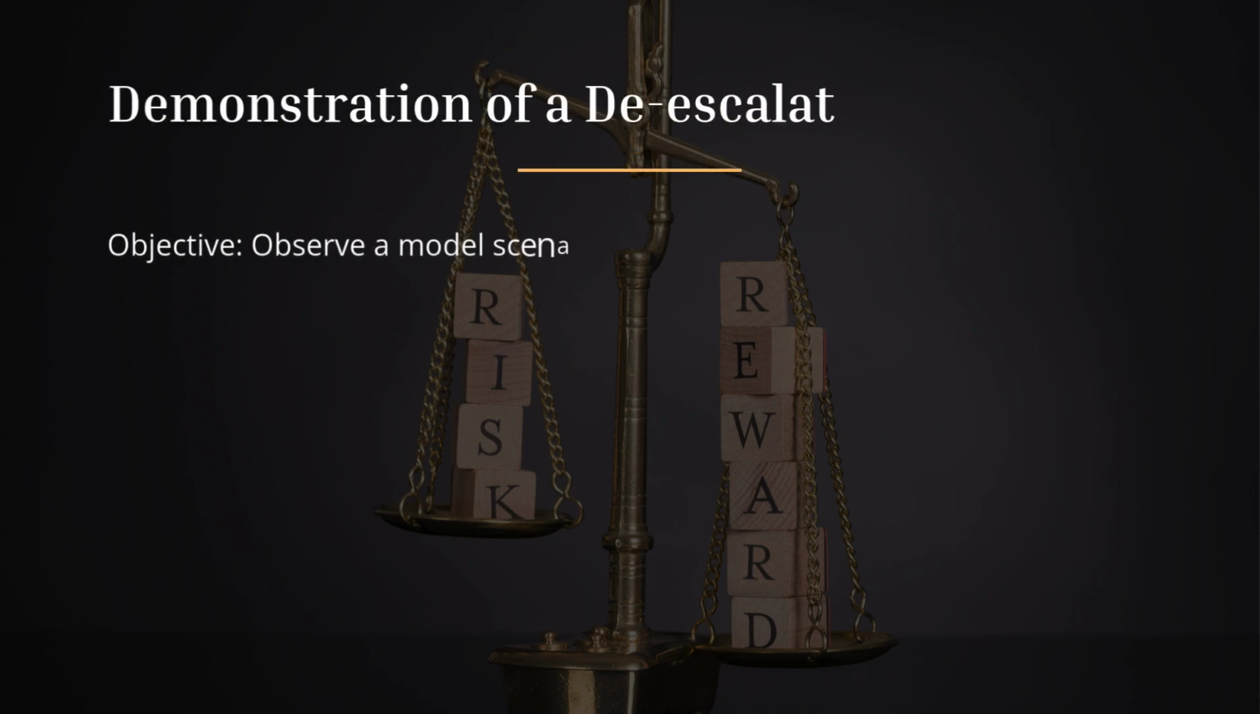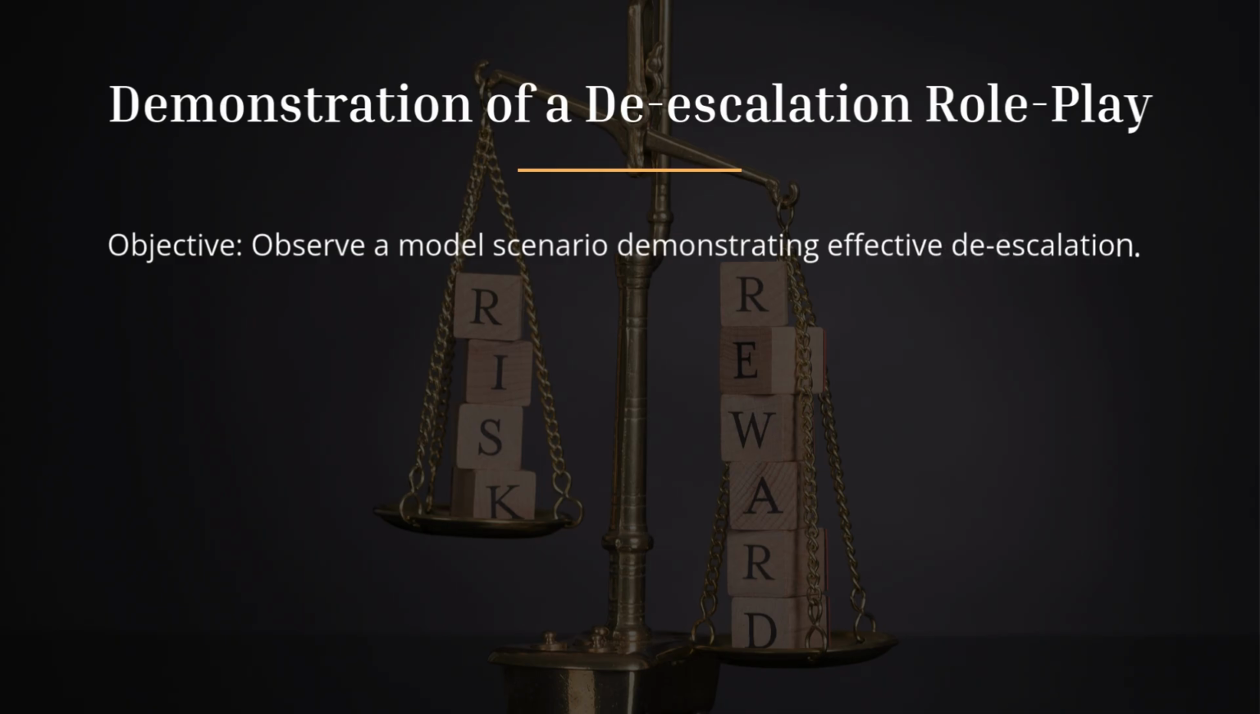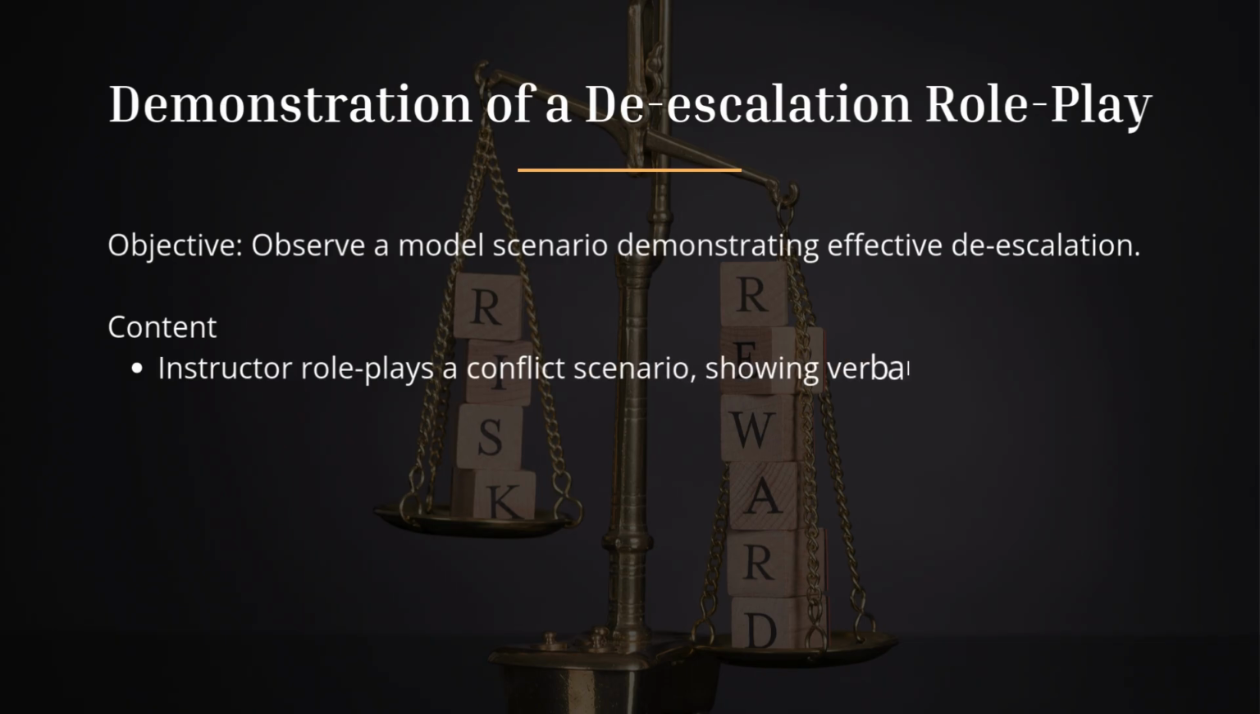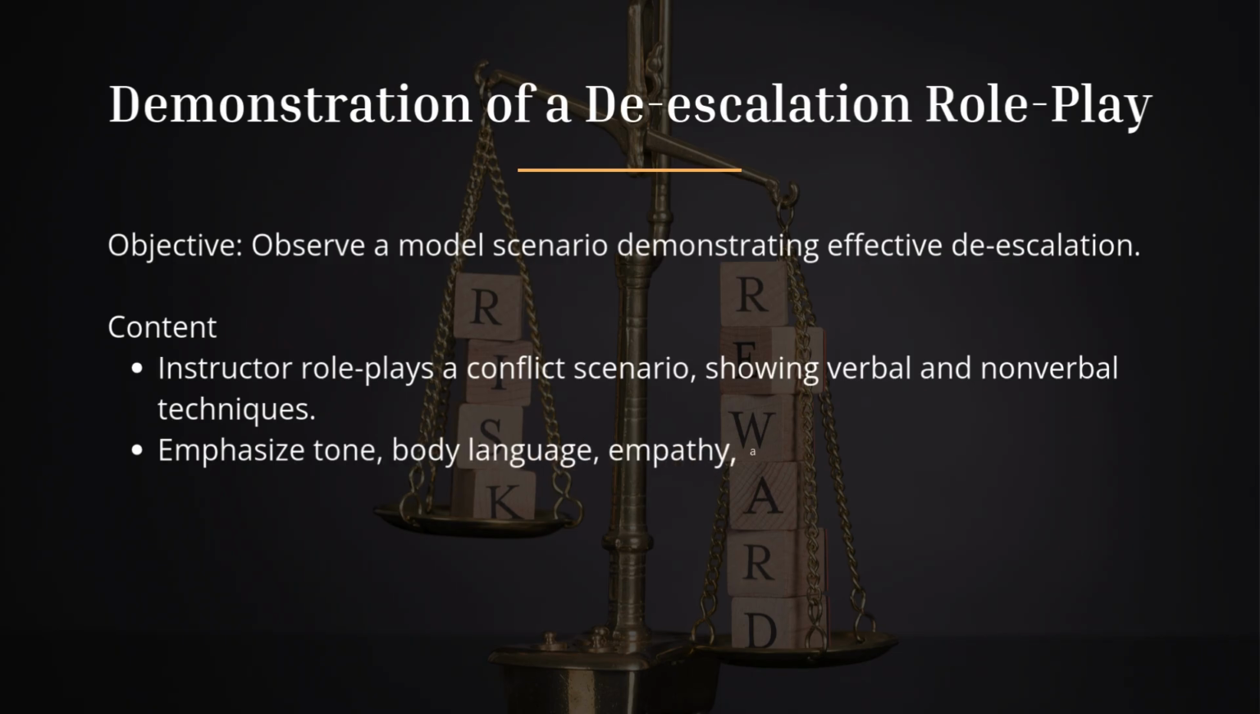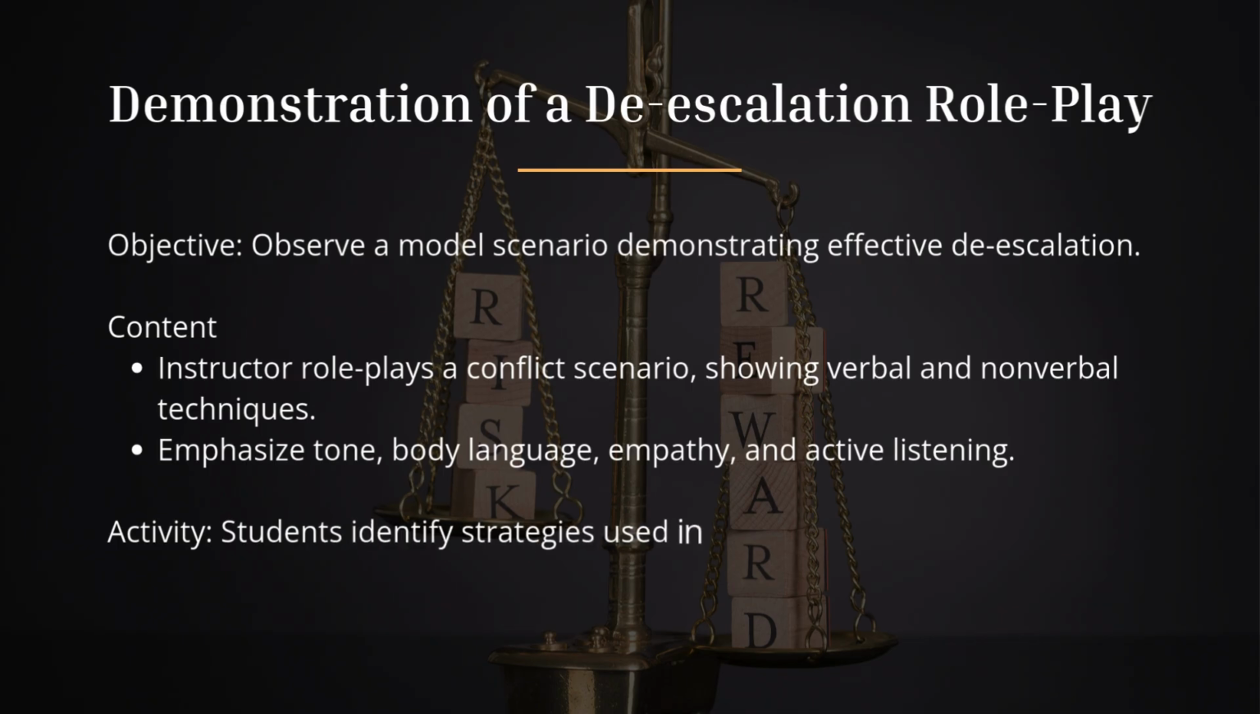Demonstration of a de-escalation roleplay. Objective: observe a model scenario demonstrating effective de-escalation. Content: instructor roleplays a conflict scenario, showing verbal and nonverbal techniques. Emphasize tone, body language, empathy, and active listening. Activity: students identify strategies used in the demonstration and discuss why they were effective.